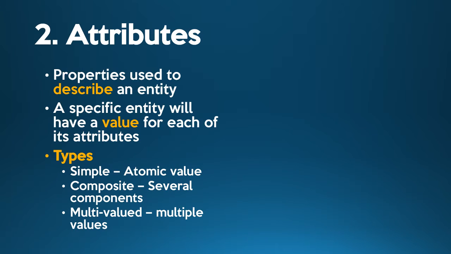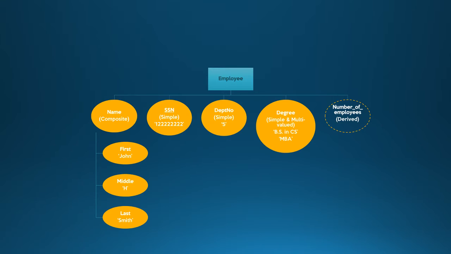All right, so I kind of went over this a little bit. For attributes, again, those are properties that describe the entity. A specific entity will have a value for each of its attributes. And there's 3 types: simple, composite, and multi-valued. So here I'm highlighting the different attributes again. So I think we're pretty good with this so far.